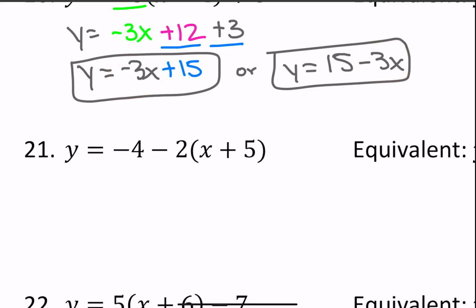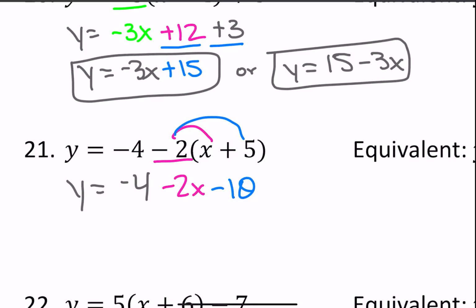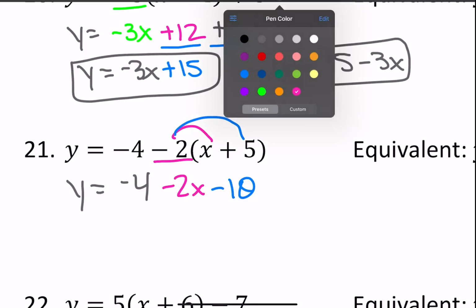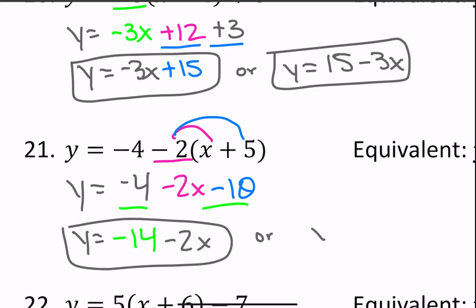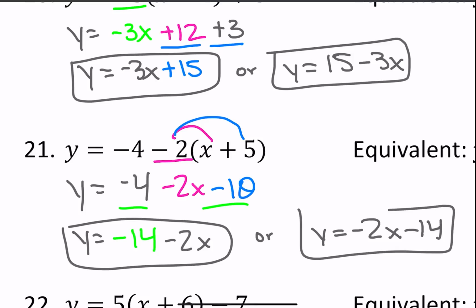All right, next up we have -2, so -2 times x is a -2x. Then we have -2 times 5, which is a -10. Nothing else changed, so we bring everything else down. Combine like terms in this case is -4 and -10, which is a -14. Nothing else was messed with, so we have y equals -14 minus 2x. Or it could also look like -2x minus 14. Very good.